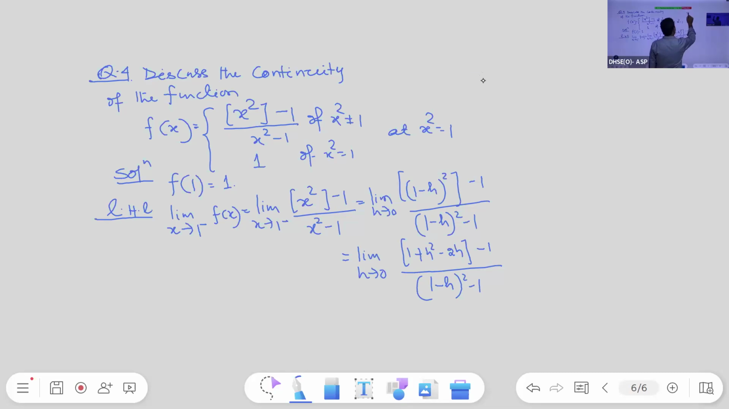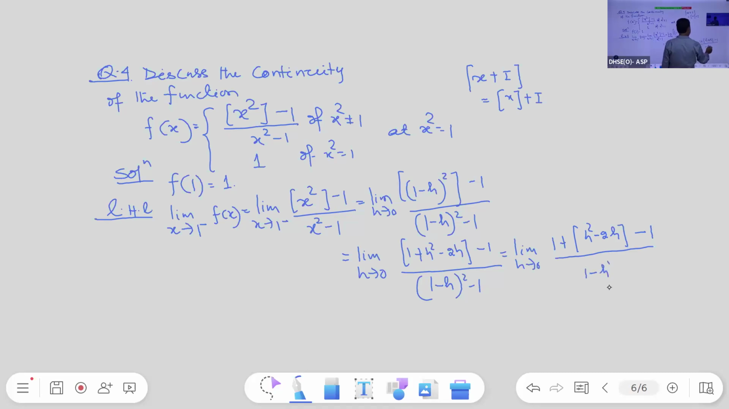So, bracket x plus I bracket value is equal to bracket x plus I, where I is an integer. So this is equal to limit h extending towards 0, 1 plus bracket of h square minus 2h bracket, minus 1 upon 1 minus h whole square minus 1, right? Plus 1 minus 1 cancels. So inside the bracket, the expression is h square minus 2h, where h is very, very small.